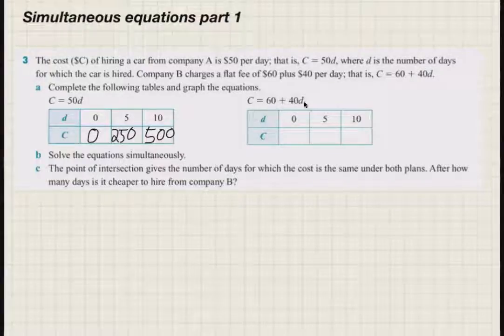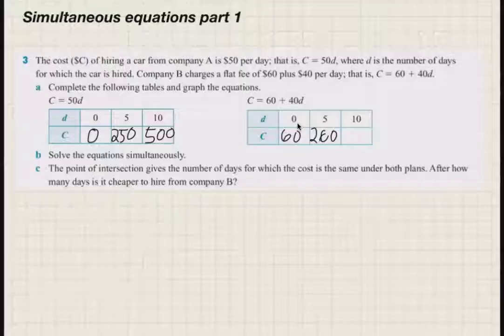In this one here, 60 plus 40D, when D is 0, C is equal to 60. When D is equal to 5, 40 times 5 is 200 plus 60 gives 260. And then when D is 10, 40 times 10 is 400 plus 60 gives 460.